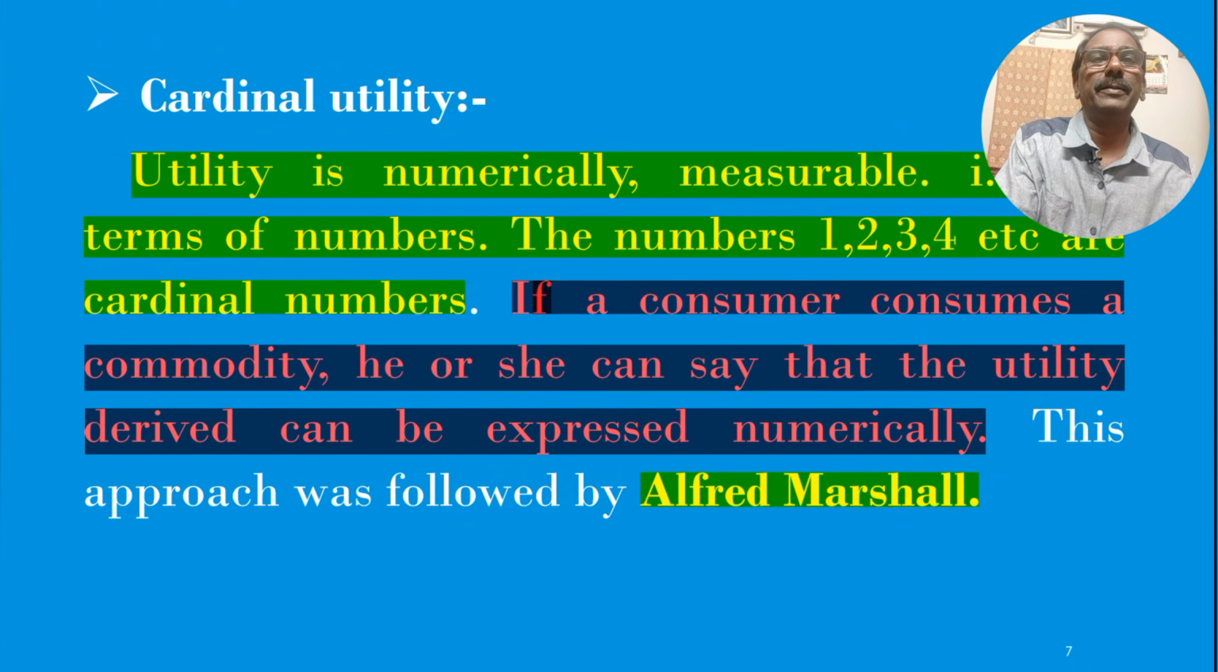Cardinal utility. Utility is numerically measurable, that is, in terms of numbers. The numbers 1, 2, 3, 4, etc. are cardinal numbers. If a consumer consumes a commodity, he or she can say that the utility derived can be expressed numerically. This approach was followed by Alfred Marshall.